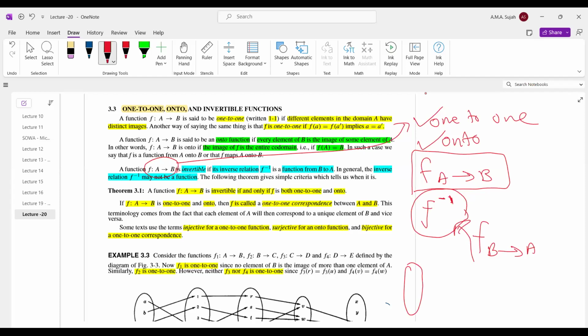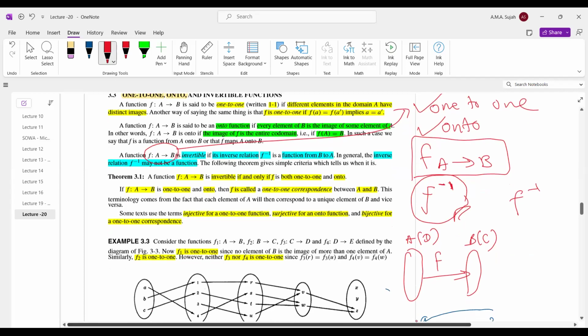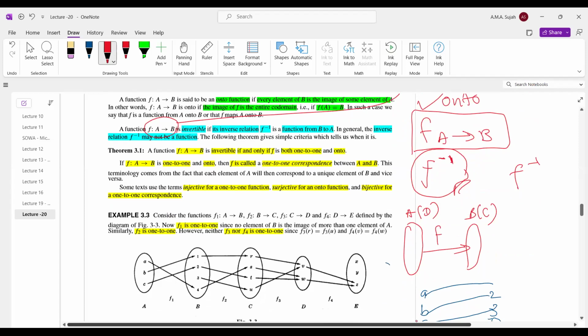Let's think about it. Let's say this is A, and this is B. If it is a function from A to B, here A is the domain and B is the codomain. If it is an inverse function, the codomain is considered the domain, and the domain is considered the codomain. That is the inverse function, right? There is nothing more to it.